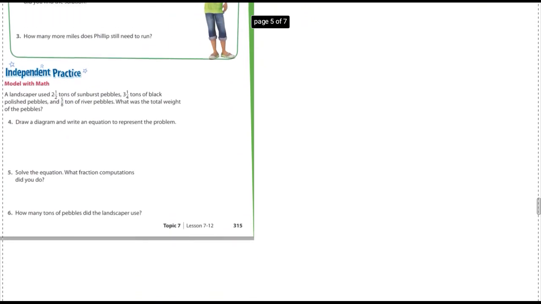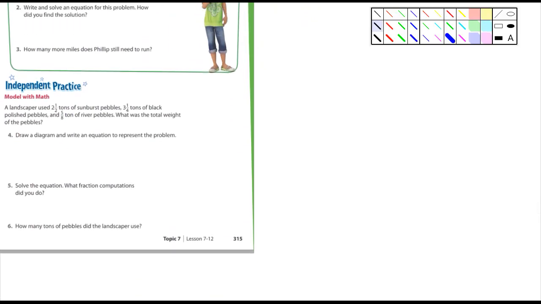Let's see here, independent practice. It says a landscaper used 2 1/2 tons of sunburst pebbles. Let's see here, 3 1/4 ton of black polished pebbles, and then finally 5/8 of a ton of river pebbles. Okay, what's the total weight of the pebbles? Oh, well, that's kind of easy. What are you going to be doing? You're going to be adding up each one of those.